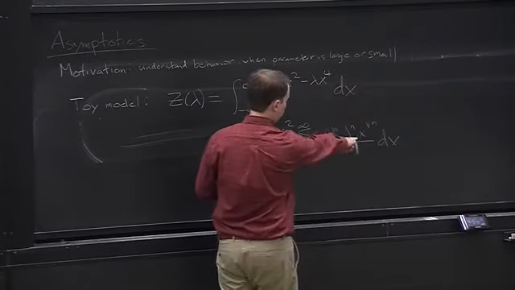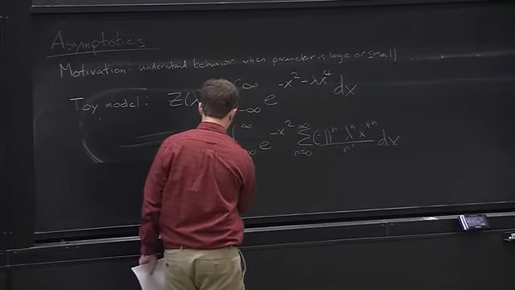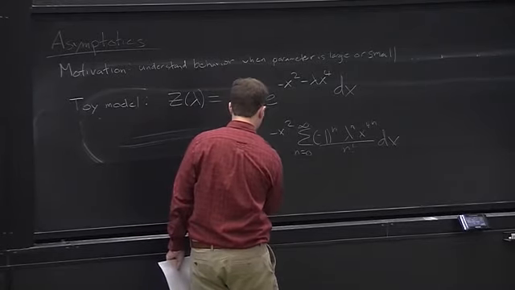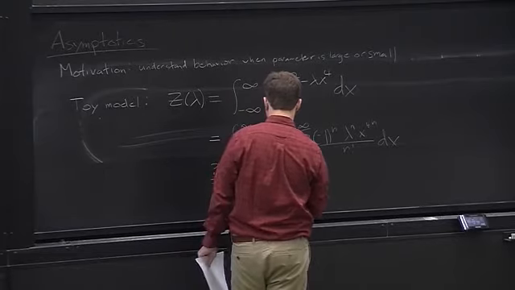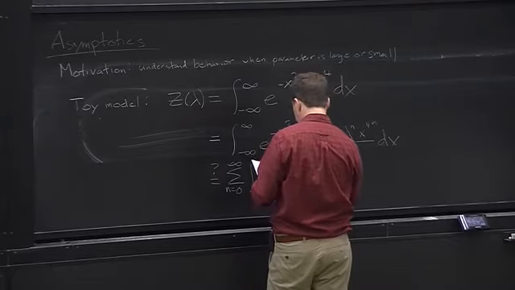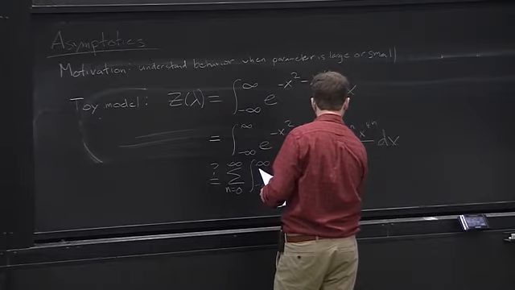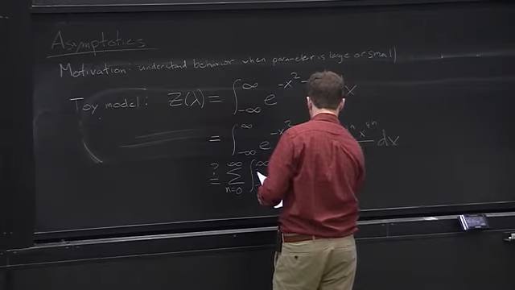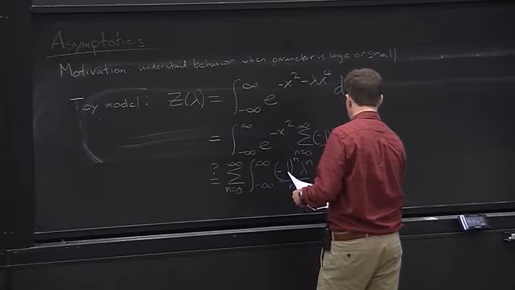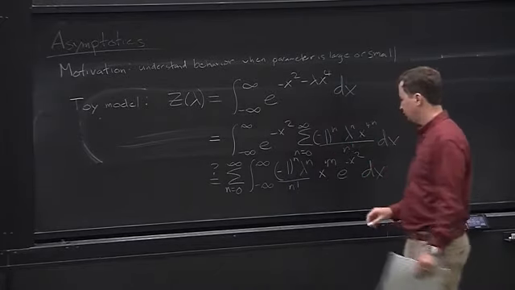Now each term is an integral we know how to do. So let's go ahead and switch the sum and the integral, so that we can make further progress. And then what we get is a bunch of constants to the n over n factorial, times the integral of x to the 4n e to the minus x squared dx.